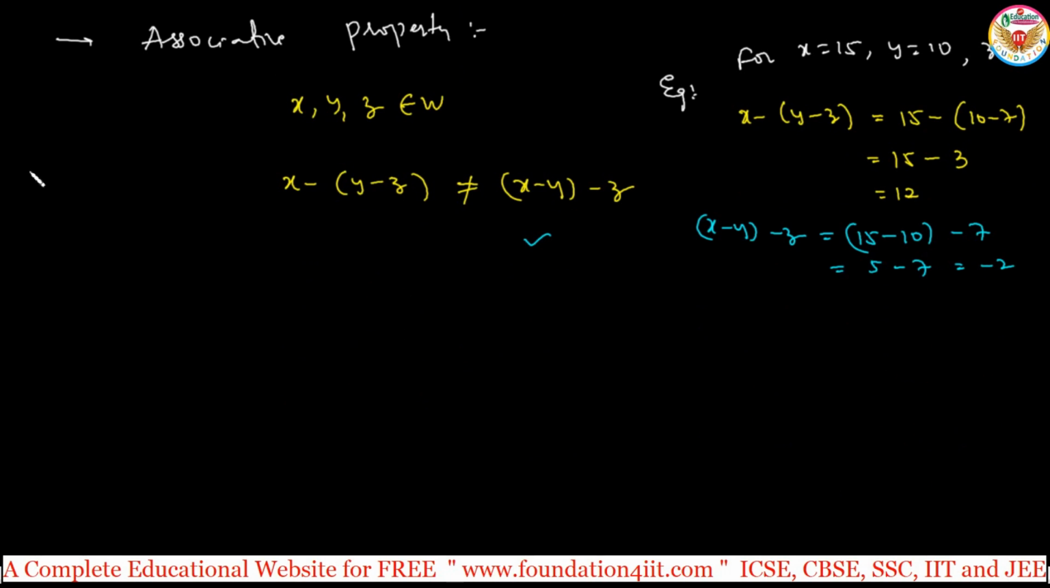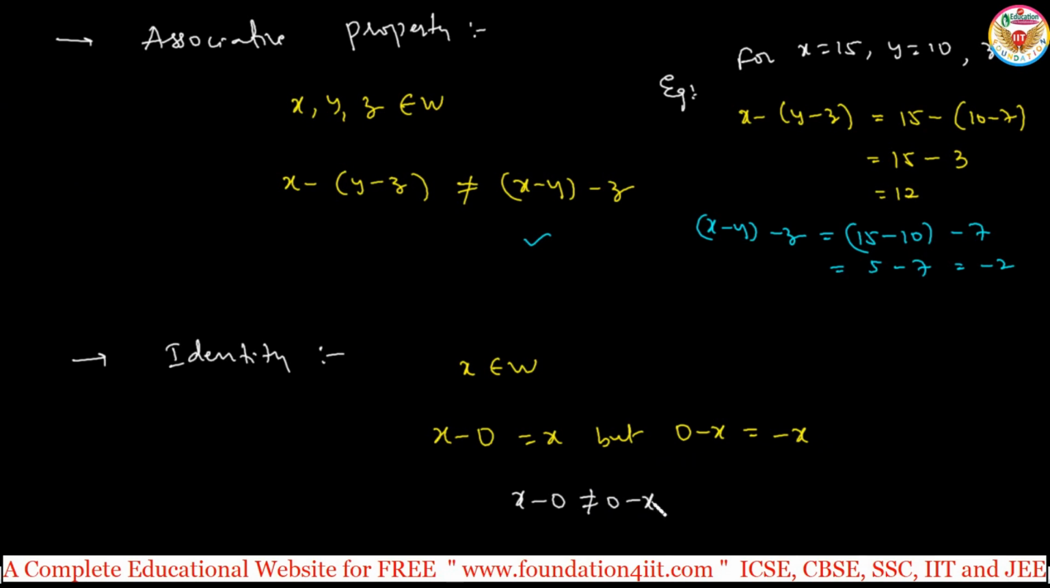Let us check whether they exist or not. So first one, identity. When you come to the existence of identity, for any whole number x, if x belongs to whole numbers, then x minus 0 is equal to x. But 0 minus x is equal to minus x. So for subtraction, no identity number exists. x minus 0 is not equal to 0 minus x. That's why subtraction has no identity number.